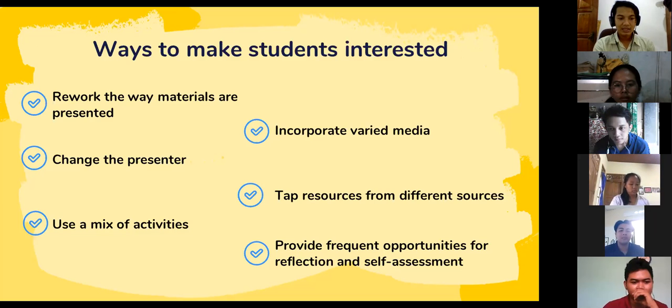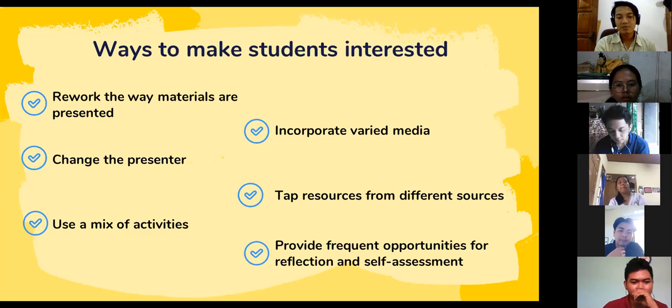And the next one is use a mix of activities. Actually, we already learned about this in the previous chapter, so I will give a little explanation. Teachers can mix many activities. For example, a teacher can mix a discussion section into group work, or group work into practice and exercises and other activities. For more detail, you can read the previous chapter.